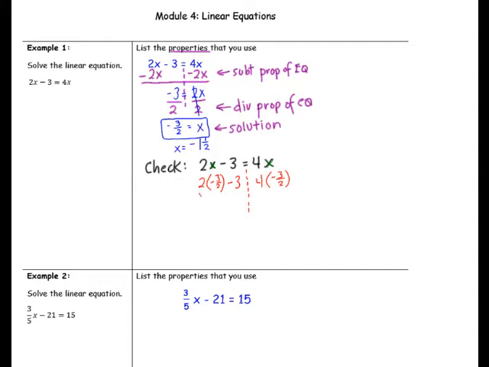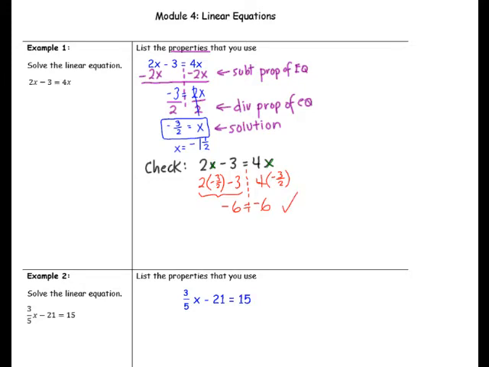Use your calculator and find the value on the left side. 2 times the quantity -3/2, close your parentheses, minus 3, and press equal. This equals -6. Then, on the right side, 4 times the quantity -3/2 equals. This value is -6. Since these are equal, you have proven that your solution is correct. You've checked your solution and it is correct.